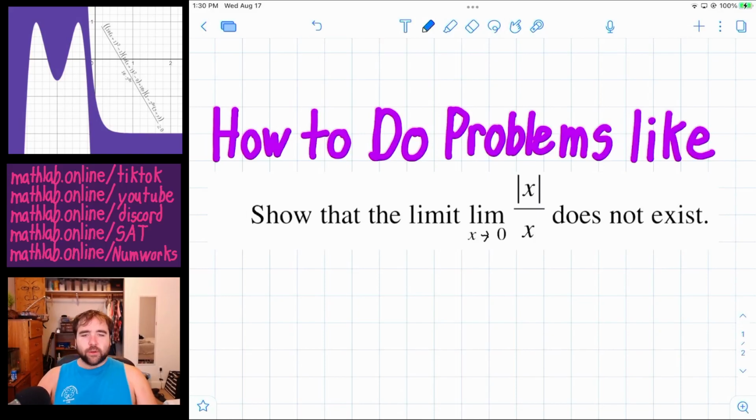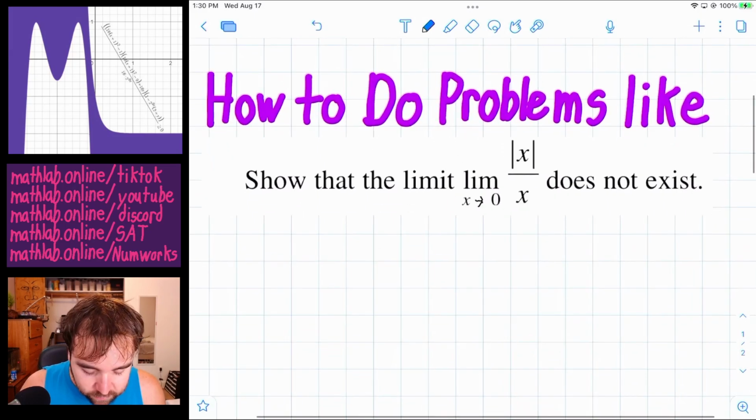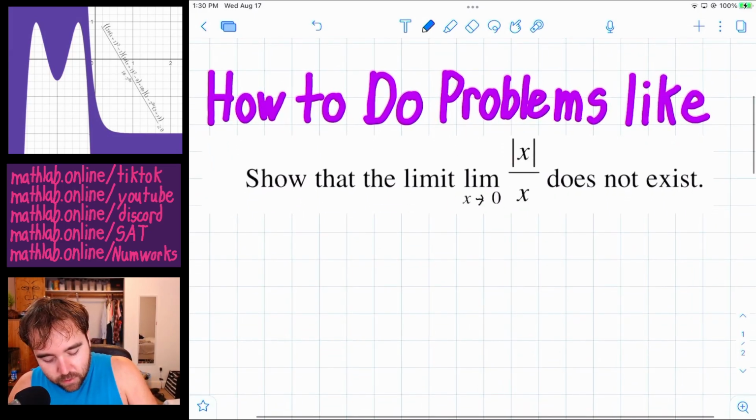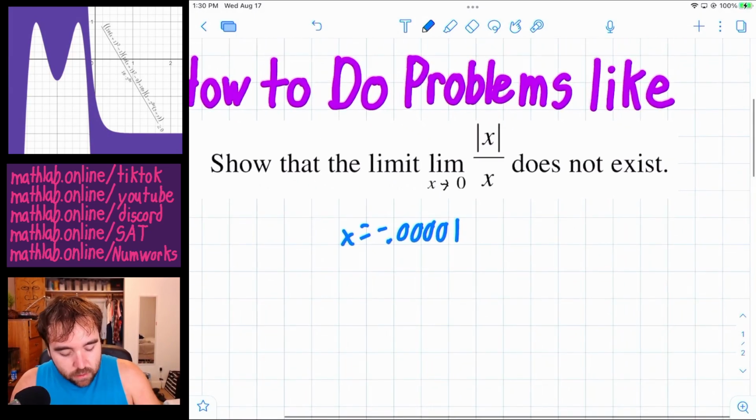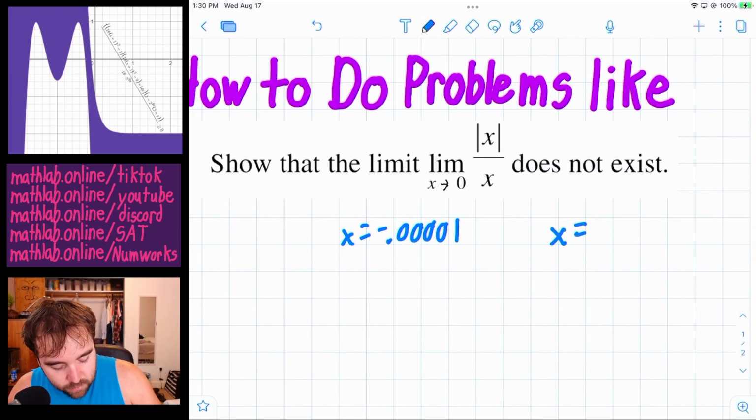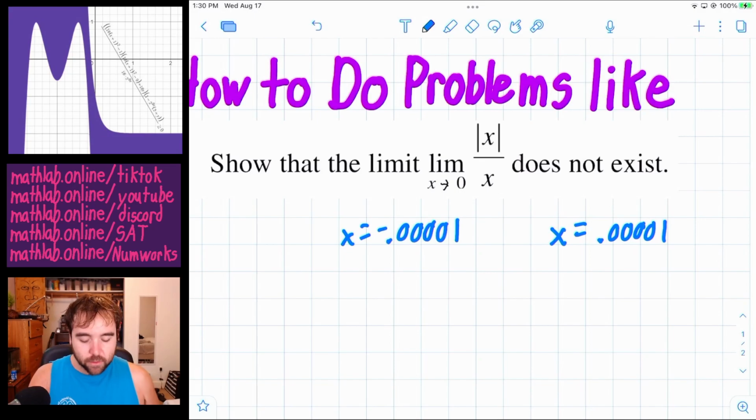So what do they want us to do here? They want us to show that the limit as x approaches 0 of the absolute value of x over x does not exist. So we're going to do like what we've been doing to solve these limits. We're going to plug in x equals something just below 0, and we're going to see what we get. And we're going to plug in something just above 0, and we're going to see what we get.